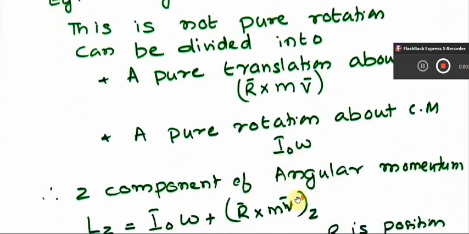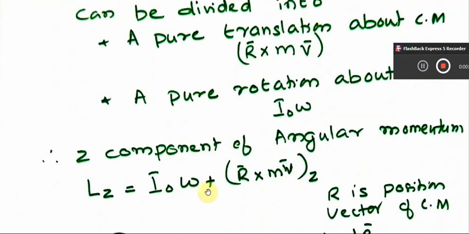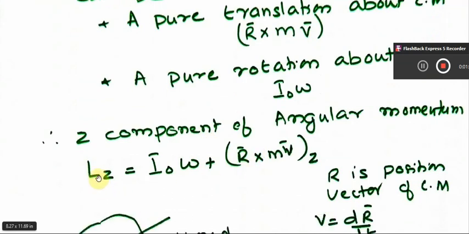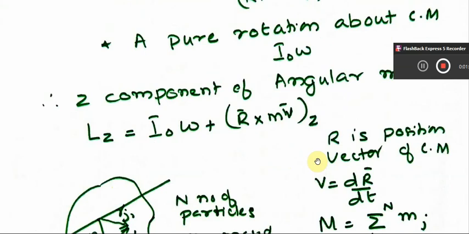Therefore the z component of angular momentum will consist of both these components. The drum is rolling, it has both translation as well as rotation motion. So the z component of angular momentum Lz will be equal to I0 omega plus the z component of r cross mv.